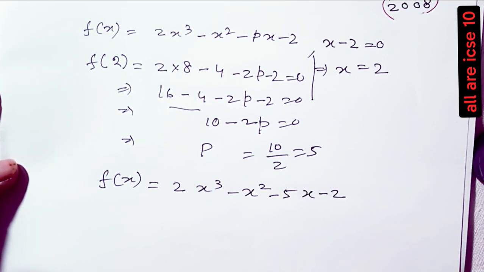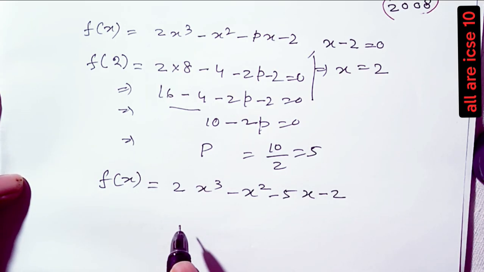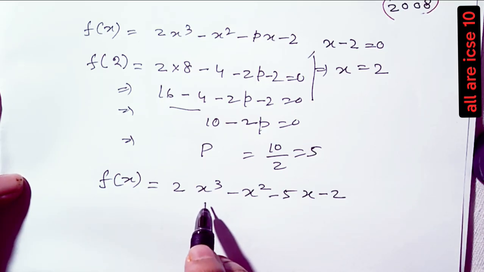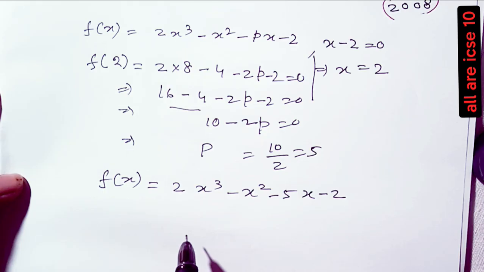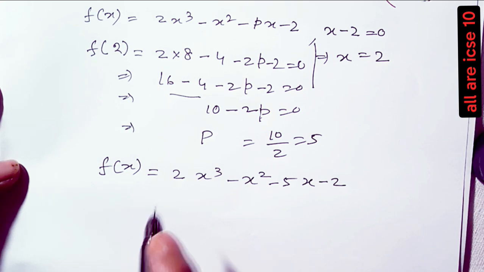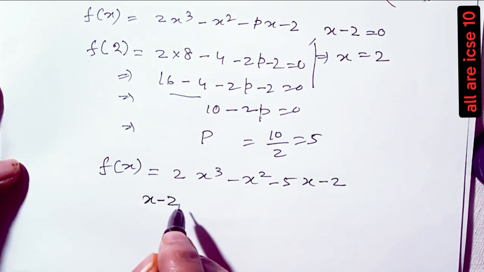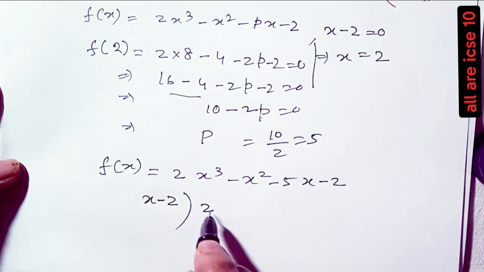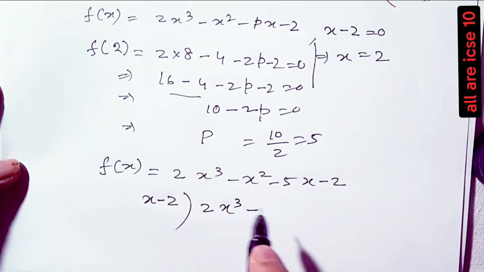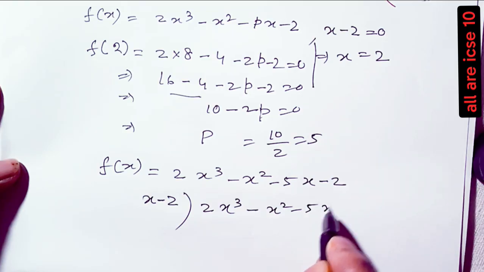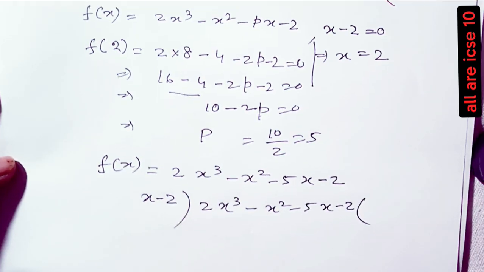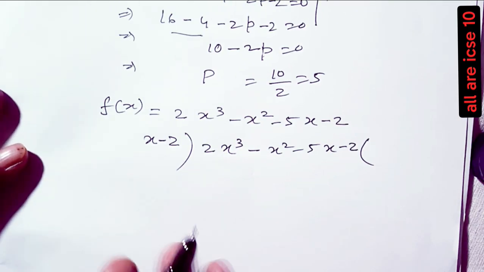Now we factorize it. We can use the algebraic division method to find it. Here our polynomial is a cubic polynomial, so we get three factors. One of them is x minus 2, and we can also find the other two factors. First we divide the polynomial by the factor x minus 2.